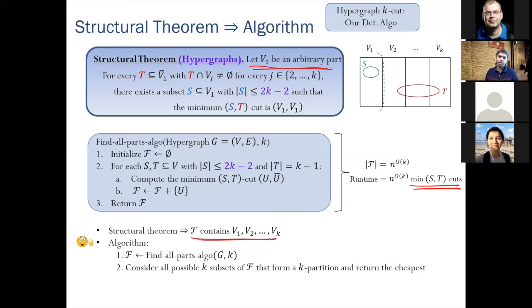Let's talk about the runtime. The runtime is the time to compute the family, which is n to the order K min ST cut computations, plus the size of the family choose K. The size of the family is n to the order K, so the runtime is n to the order K squared. And note that this is a deterministic polynomial time algorithm because min ST cut computations can be done in deterministic polynomial time.